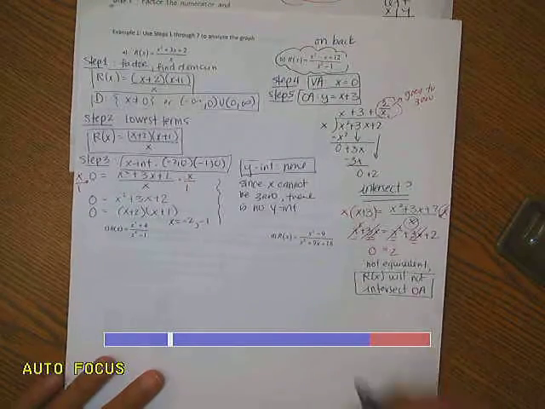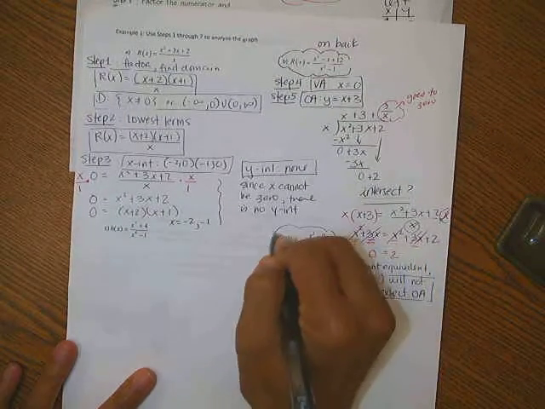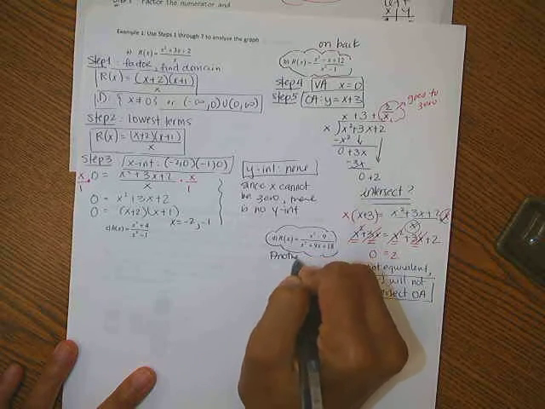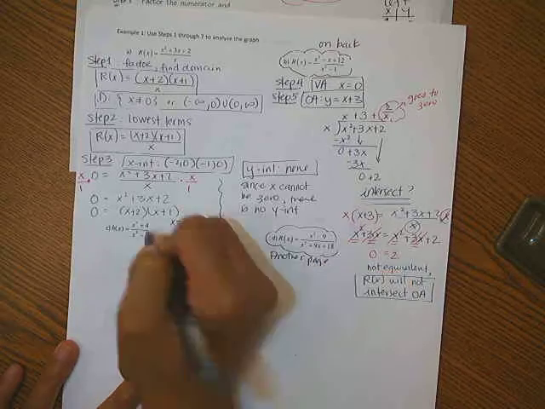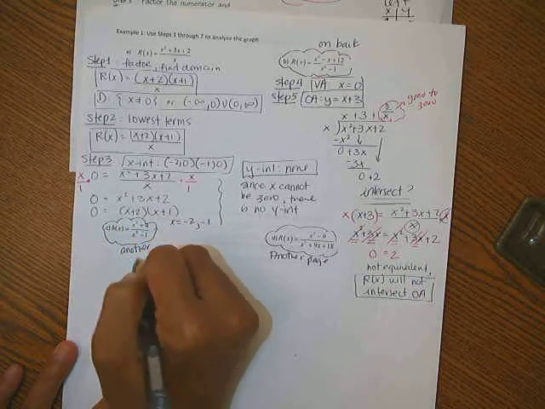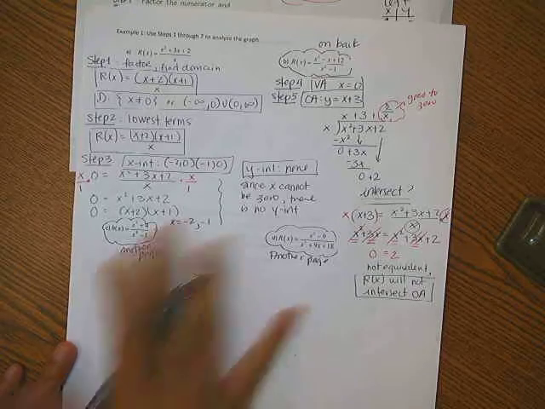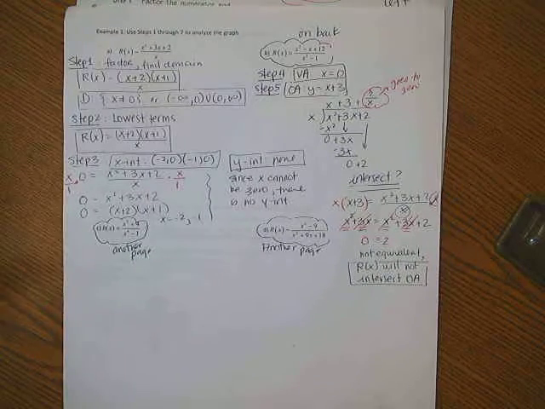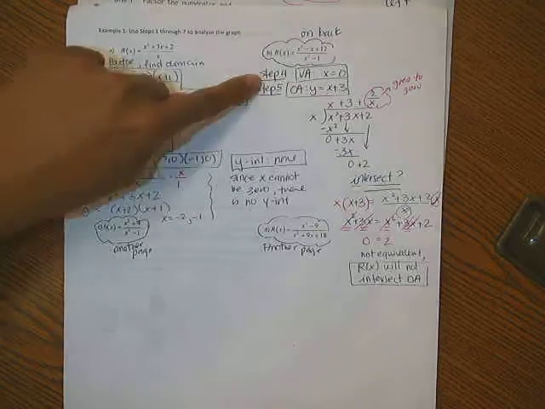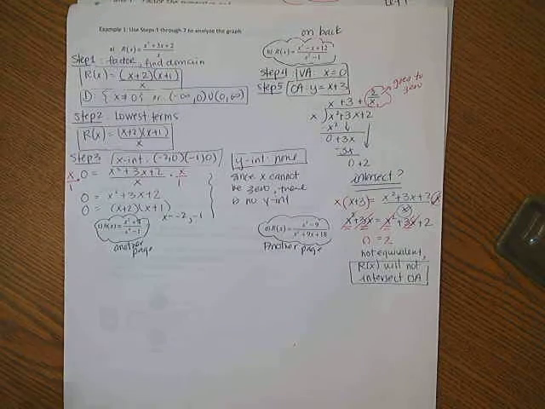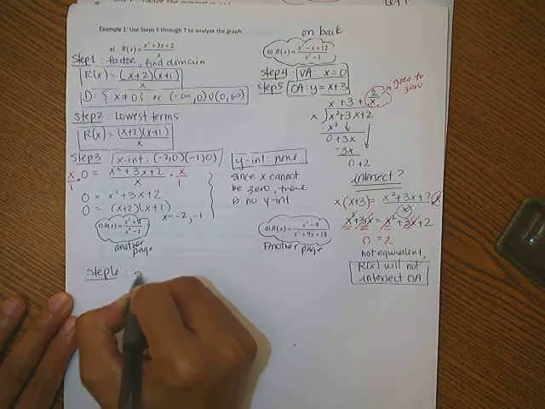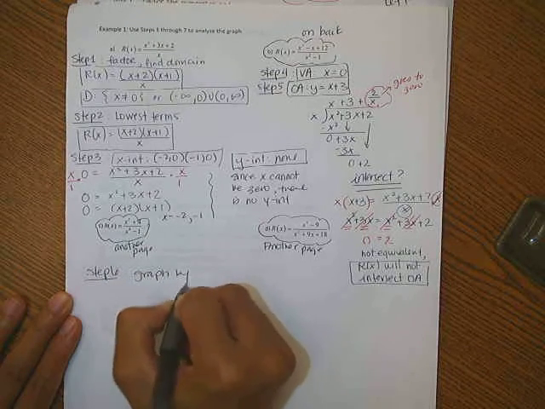All right, so another thing I'm going to move is this. We're going to move all of this to another page. I'm just going to use all of this. So I'm trying to be as neat and organized as I can. Step 1, 2, step 3, step 4, okay? And step 5, so now I'm on step 6. I'm going to do it right here. Step 6, graph by calculator.